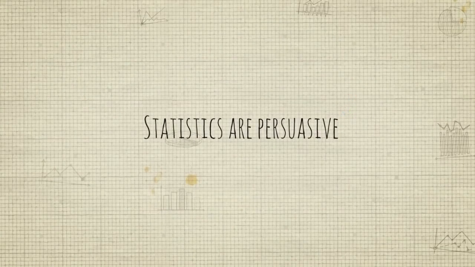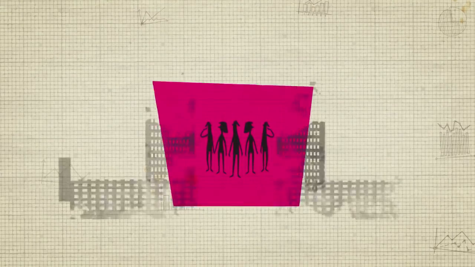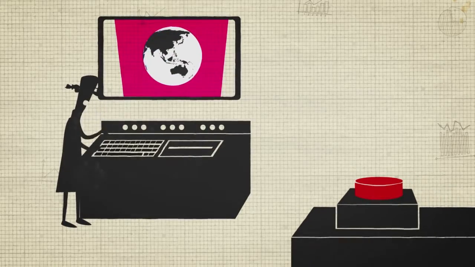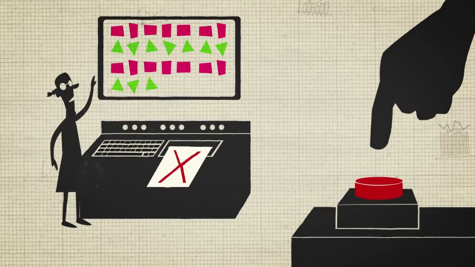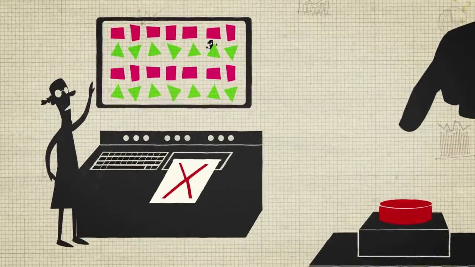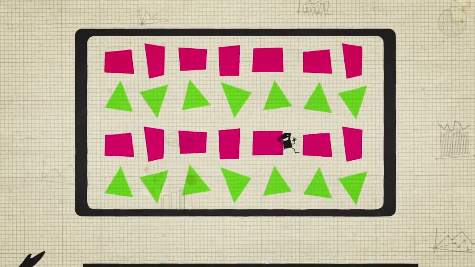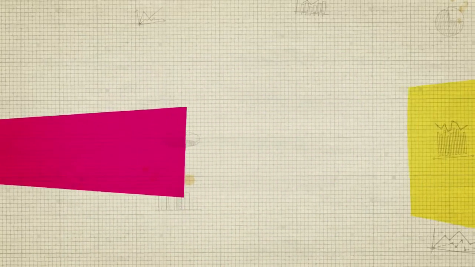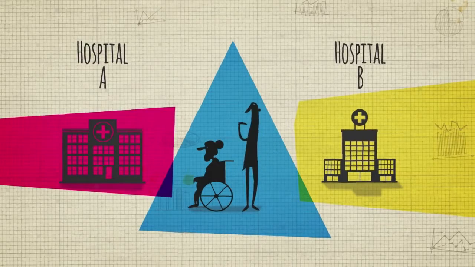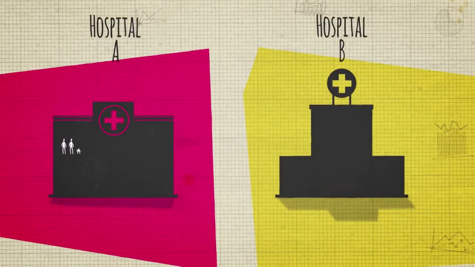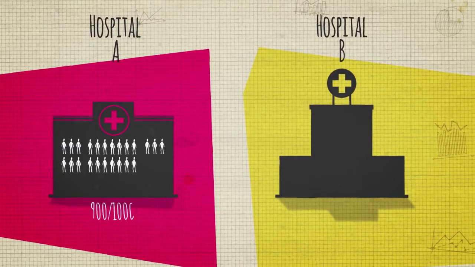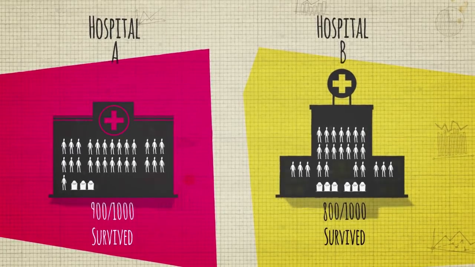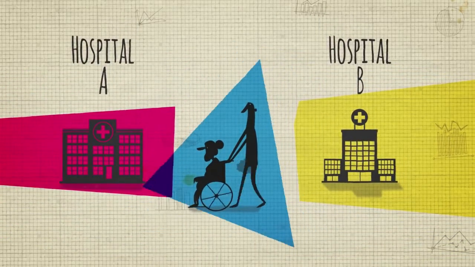Statistics are persuasive, so much so that people, organizations, and whole countries base some of their most important decisions on organized data. But there's a problem with that. Any set of statistics might have something lurking inside it, something that can turn the results completely upside down. For example, imagine you need to choose between two hospitals for an elderly relative's surgery. Out of each hospital's last 1,000 patients, 900 survived at Hospital A, while only 800 survived at Hospital B. So it looks like Hospital A is the better choice.